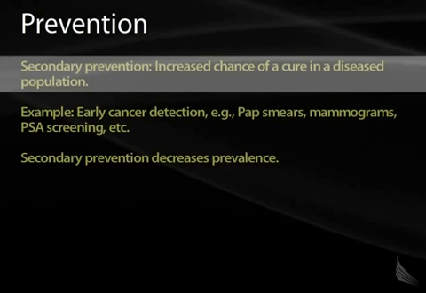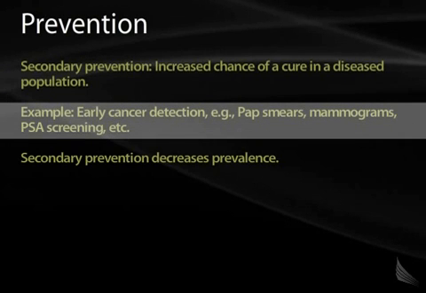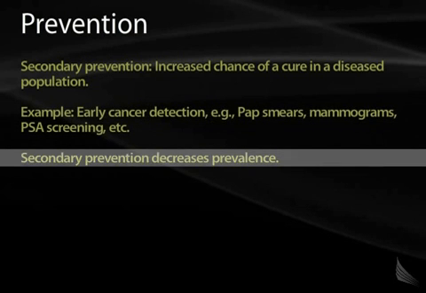Secondary prevention, the goal here is to increase chance of cure in a diseased population. So for example, early cancer detection, finding the cancer at its earliest stages, such as pap smears, mammograms, PSA screening, etc. Secondary prevention decreases the prevalence of disease and decreases the incidence of a targeted outcome. Targeted meaning the poor outcomes caused by a particular disease when caught in its earliest stages.